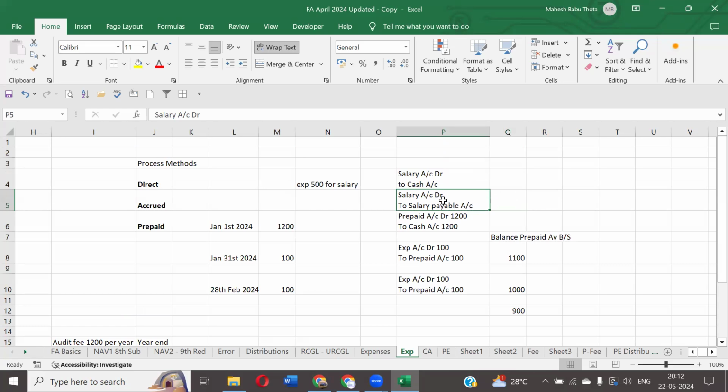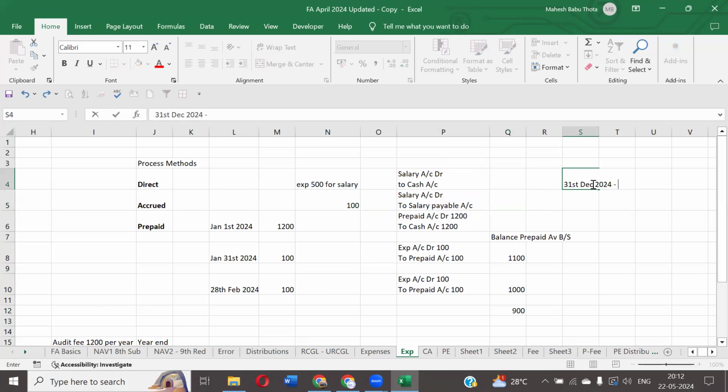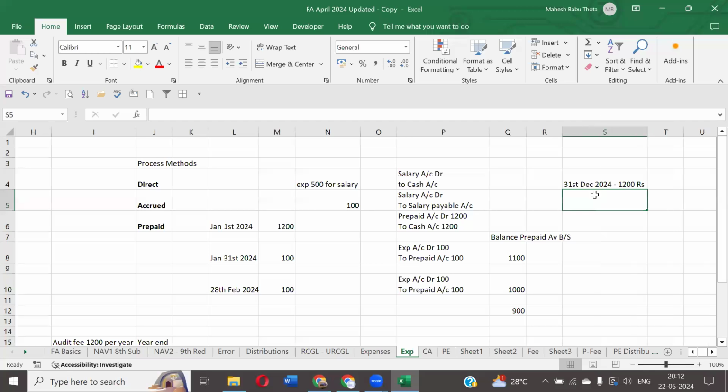I'll tell you one more follow-up entry for this accrual. Here we are accruing the salary account to salary payable. Suppose you are paying this entire salary. You accounted 100 rupees like that, all 12 months you accrued. And on December 31st, you are paying this expense, 1200 rupees. How will you write this entry then? At the end of December.